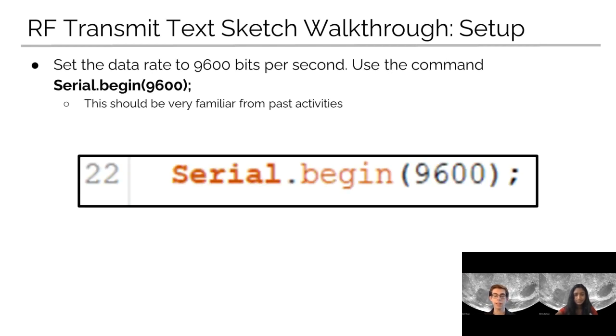So the first line is a line you should be very familiar with by now. It's our serial.begin function, which we are setting to 9600 bits per second so that we can communicate with our serial monitor.